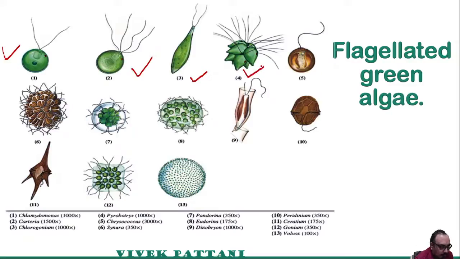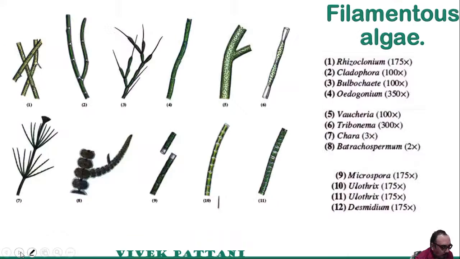The fourth one is Pyrobotrys. The fifth one is a Chrysococcus. The sixth one is a Cyanura. Seventh one is the Pandorina. Eighth one is the Eudorina. Ninth one is the Dinobryon. 10th one is a Peridinium. 11th one is a Ceratium. And the 12th one is a Gonium. The 13th is a Volvox.